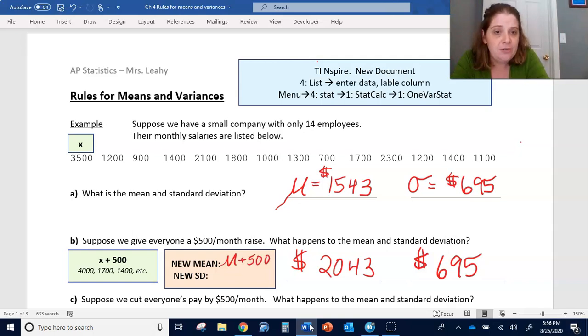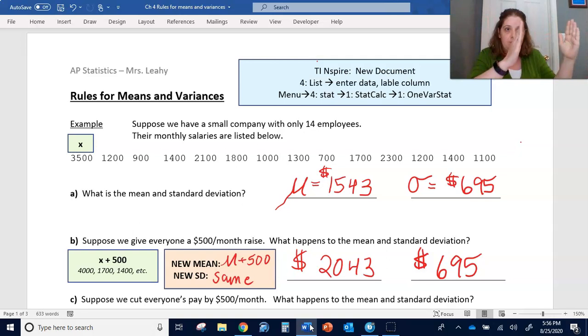And our new standard deviation, well, that's actually still the same. So adding $500 to each of these values actually didn't do anything on this. It just stayed the same, just shifted over.